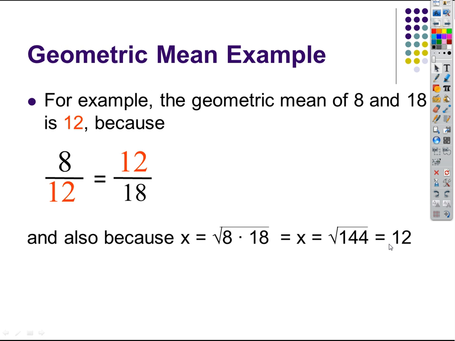So if I want to find the geometric mean of 8 and 18, I would just take the square root of 8 times 18, which is 144, so I get 12. And that works. 8 twelfths is a 2/3 ratio, so is 12 eighteenths.